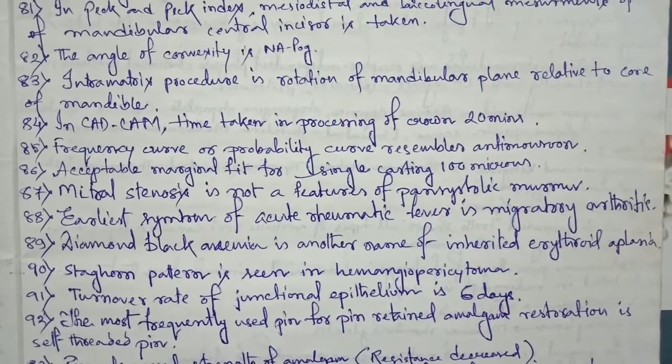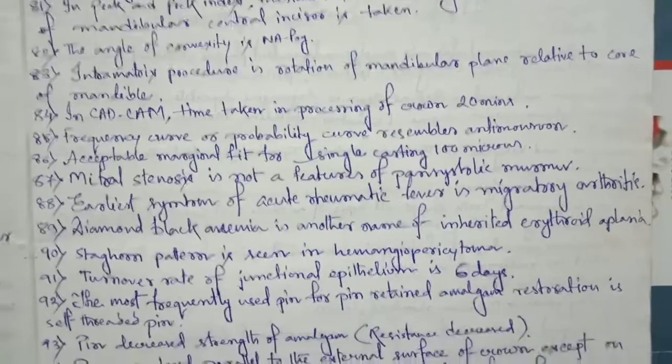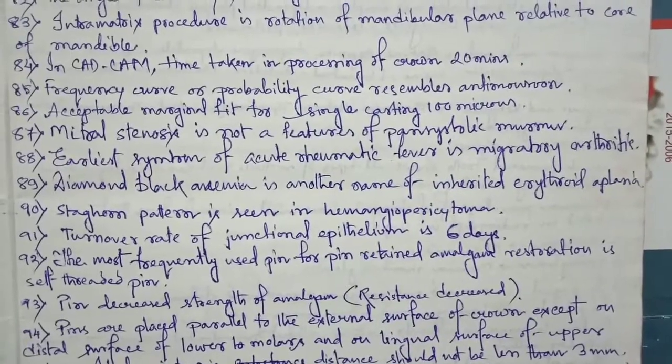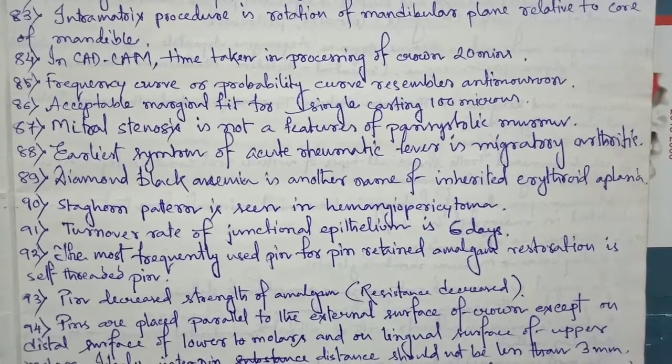Staghorn pattern is seen in hemangiopericytoma. Turnover rate of junctional epithelium is 6 days.